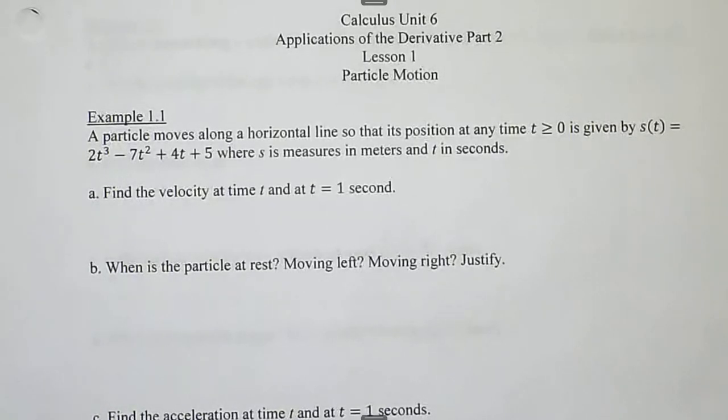So, example 1.1. A particle moves along a horizontal line so that its position at any time t greater than or equal to 0 is given by s of t equals 2t cubed minus 7t squared plus 4t plus 5, where s is measured in meters and t in seconds. Find the velocity at time t and at t equal 1 second.